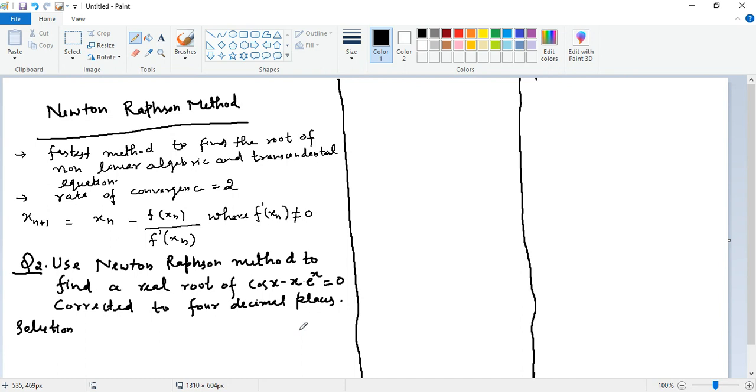If we get those intervals, then we check where we will find the function close to 0. Where we find the function close to 0, that interval we will choose as the initial root, because the real root of the equation is where the function approaches 0. Okay, so now let us discuss this question.